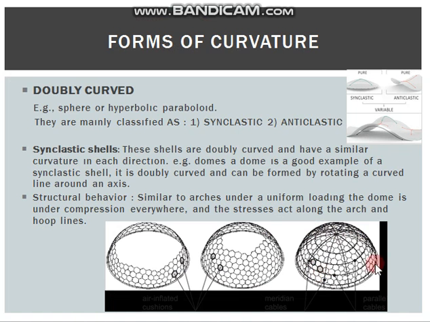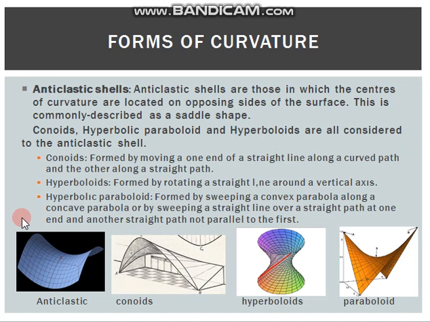Structural behavior is similar to arches under uniform load, including the dome, which is under compression everywhere, and the stresses act along the arch and the hoop lines. Anticlastic shells are those in which the centers of curvature are located on opposing sides of the surface. This is commonly described as a saddle shape. Conoids, hyperbolic paraboloids, and hyperboloids are all considered to be anticlastic shells.